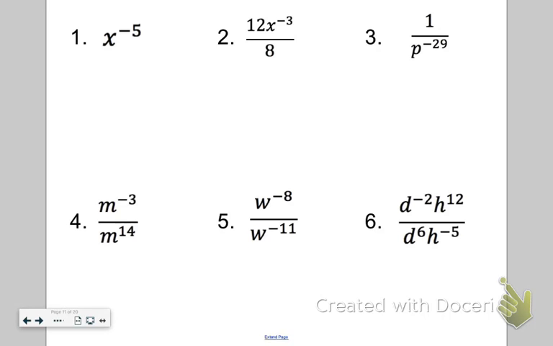Starting with number 1, we have a negative exponent. Those are not allowed anymore. So it's tricky when there's no fraction because it's like, what side is the fraction bar on? So if it's not a fraction, make it one by putting it over 1.